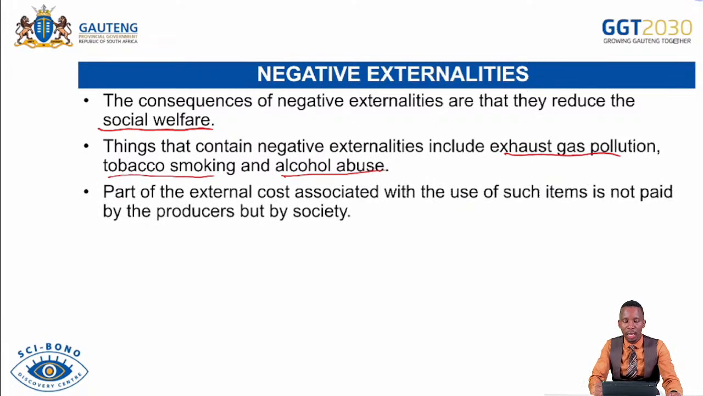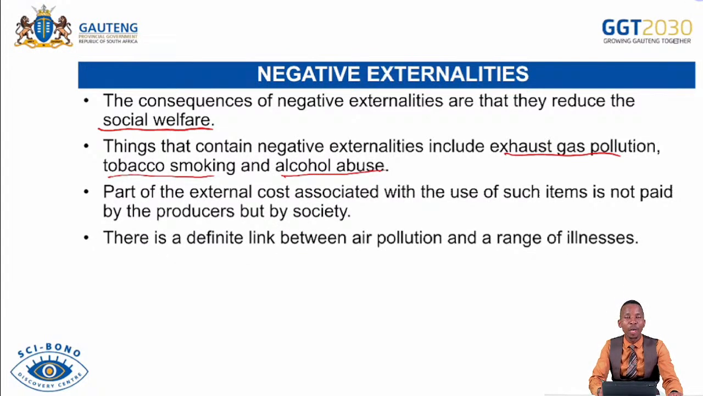Part of the external cost associated with the use of such items is not paid by producers, but the society. So this kind of pollution that is caused by using these materials, such as exhaust gas pollution, tobacco, and abuse of alcohol, some of these costs are not paid by whom? By producers, but they are paid by consumers as the end users, and they are also paid by the entire society because they can spill over to the next person who was not involved in the consumption of the particular product. For instance, tobacco can have that effect because of pollution.